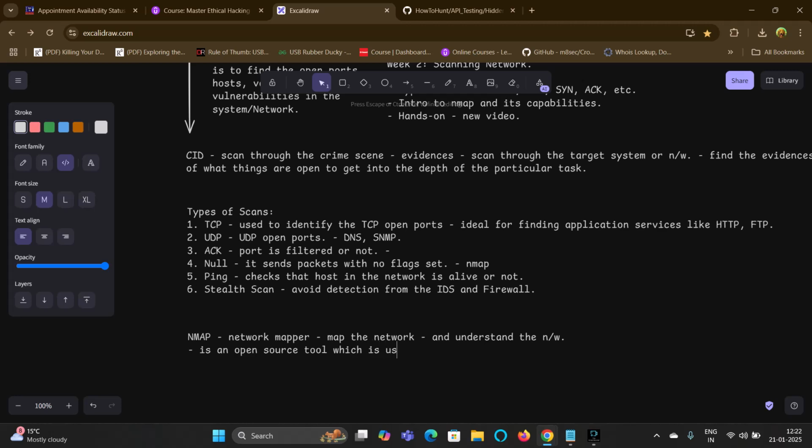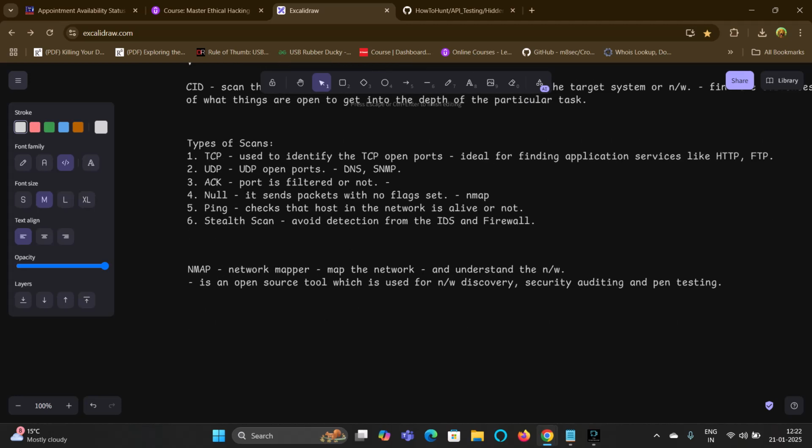If we now discuss its definition, Network Mapper is an open source tool which is used for network discovery, security auditing, and pen testing. Pen testing is my favorite, guys. I guess many of you are also interested in pen testing. So Nmap is basically used to perform network discovery, security auditing, and pen testing.